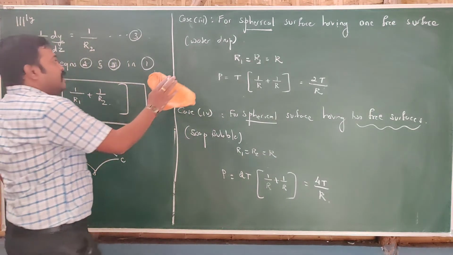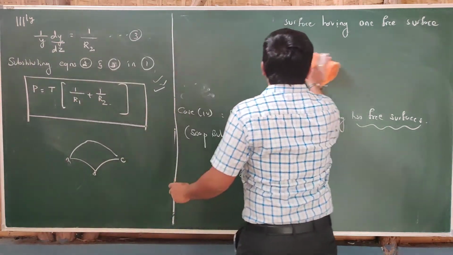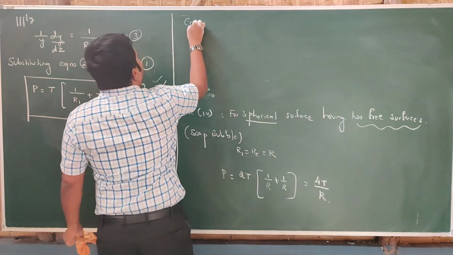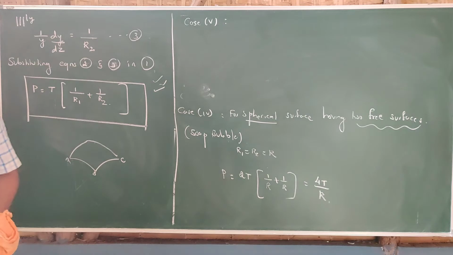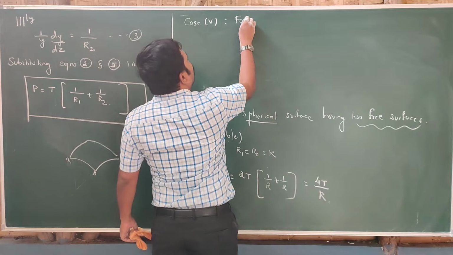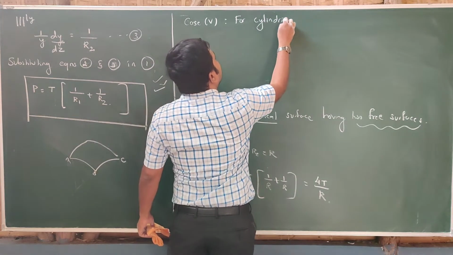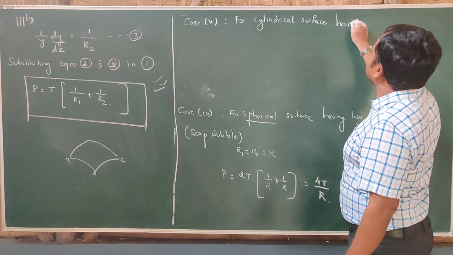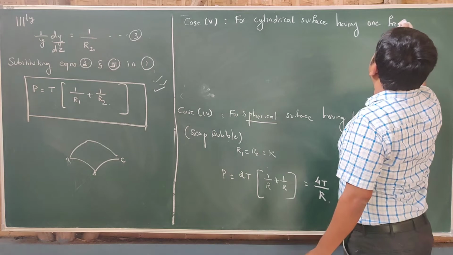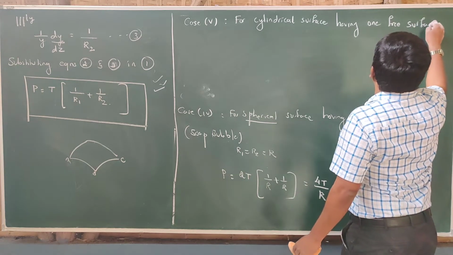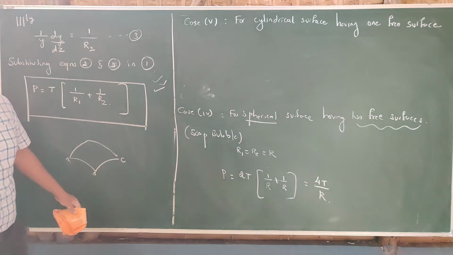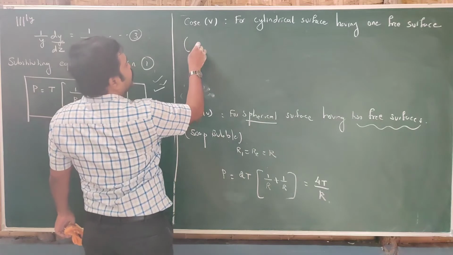Now, let us take one more case. Instead of spherical, let me take cylindrical. What happens now? Let me go with case 5. What is case 5? Case 5 was for a spherical surface. Now I will be taking a cylindrical surface, for a cylindrical surface having one free surface.